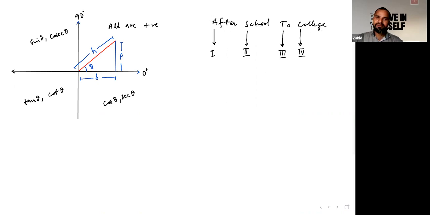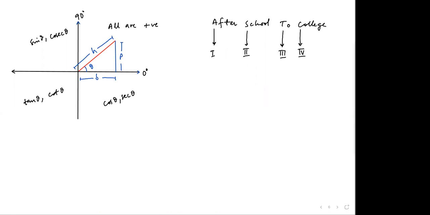The first alphabet in after is A. It means in first quadrant, all of the terms would be positive. In the second word, school, the first alphabet is S, means sine theta would be positive in second quadrant. Third word is to, T is tan. In third quadrant, tan theta would be positive. Rest of the whole term would be negative. And your fourth word is college, in which the first alphabet is C, means cos. In fourth quadrant, cos would be positive. Rest of the whole term would be negative. Is it clear? Yes, sir, clear.